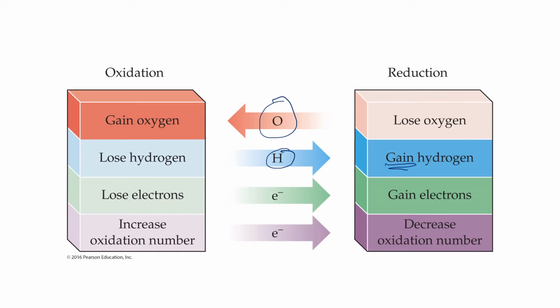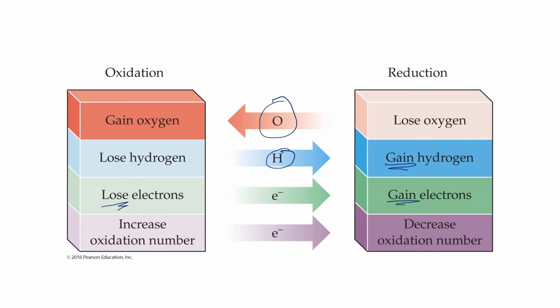But you can have oxidation and reduction reactions that don't involve oxygen and don't involve hydrogen. And so we've got to have something that's a little bit more general that will work for other types of chemicals. So oxidation and reduction at their fundamental level involve the transfer of electrons. The species that loses those electrons gets oxidized, and the species that gains the electrons gets reduced.